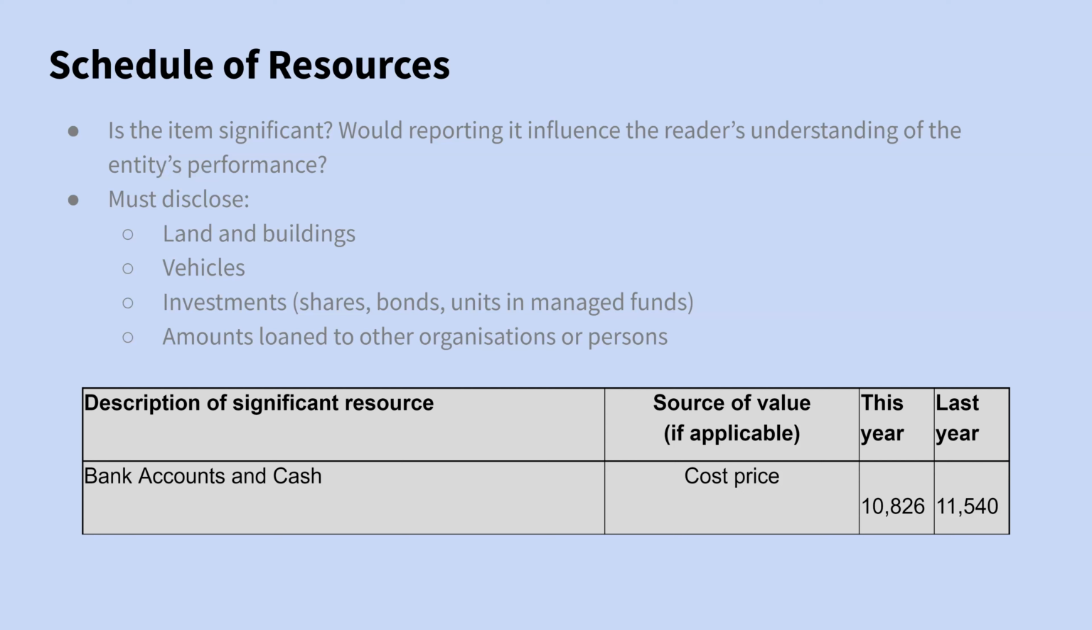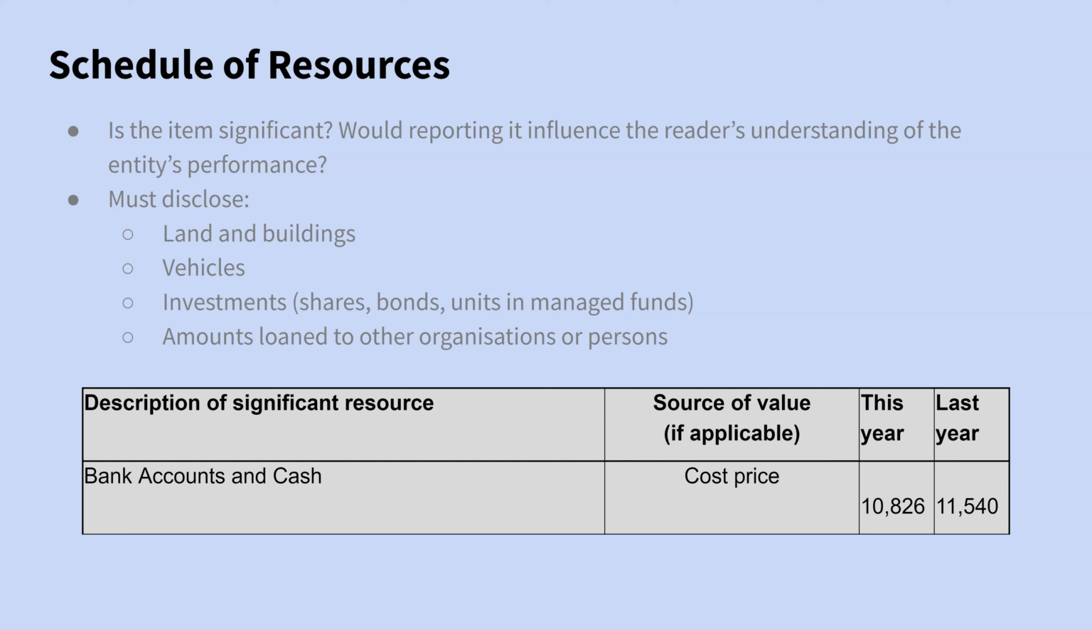And the source of value here is whether it's cost price, estimated price, fair value, for example. And if the entity does not have one or more of any of these items, they can be omitted. And the organization is not required to disclose every asset owned by the entity, just the significant ones.